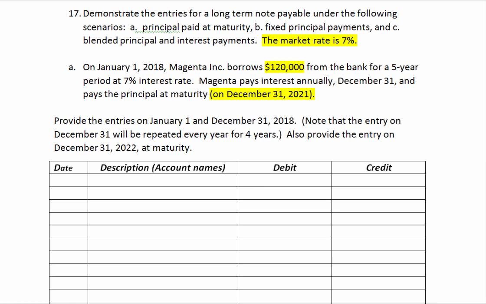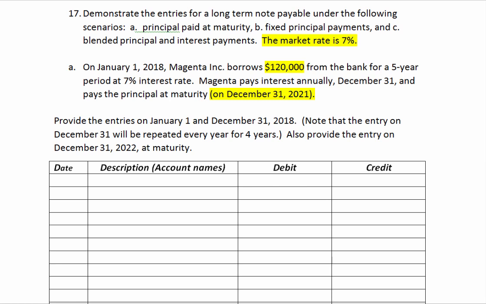Provide the entries on January 1st and December 31st, 2018. Note that the entry on December 31st will be repeated every year for 4 years. Also provide the entry on December 31st, 2022. I actually think I'm going to do all the entries because it'll be a lot easier. So don't forget, we're going to borrow this $120,000. We're going to pay interest annually, but we're not going to pay any of the principal until the maturity date. So this is a principal paid at maturity.